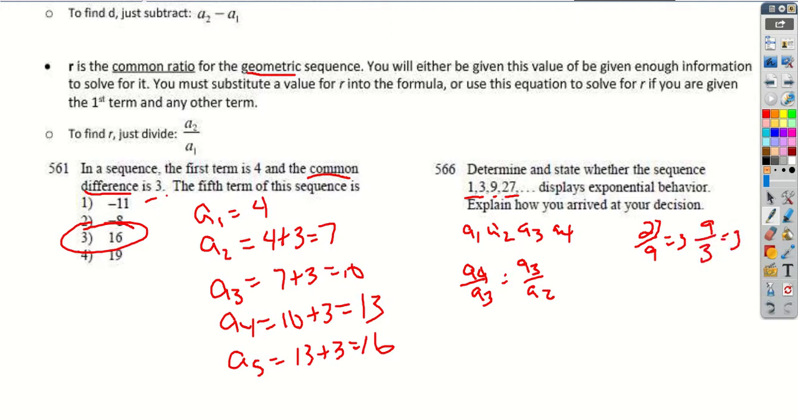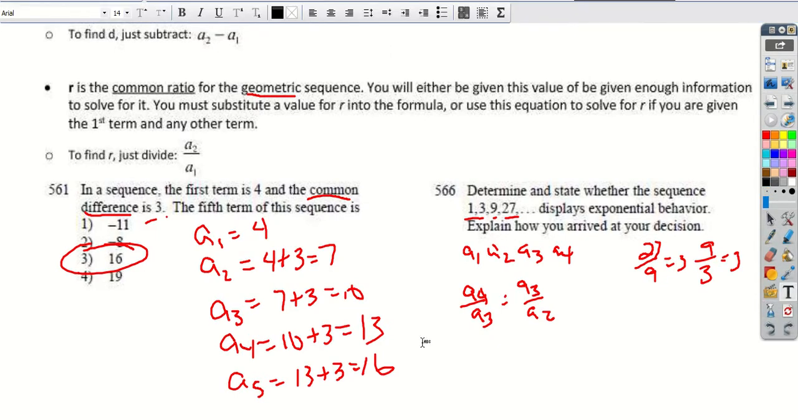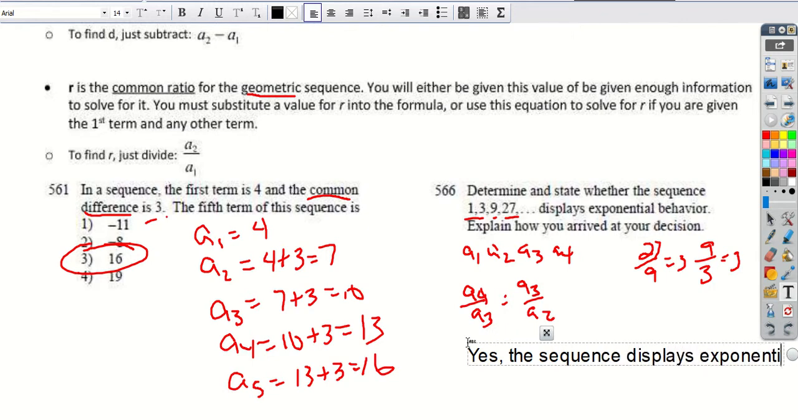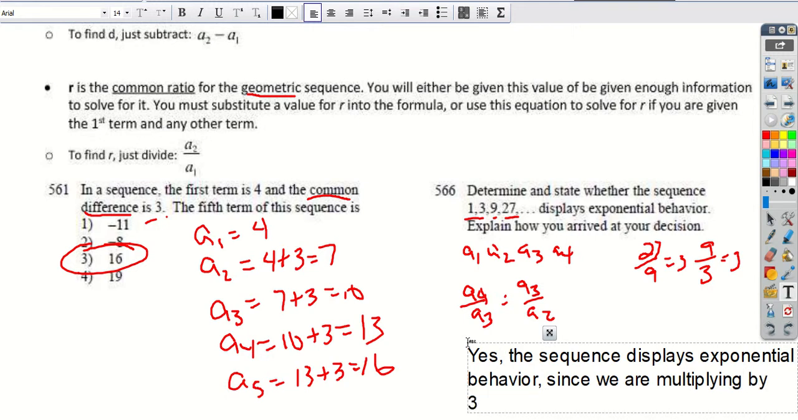So does this display exponential behavior? We would say yes. If it says determine whether it does, make sure you say yes or no. So we're going to say yes, it displays exponential behavior, since we are multiplying by 3, or by the same constant amount, to get from one term to the next.